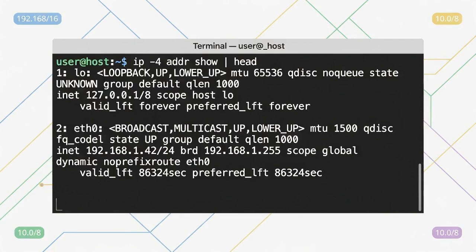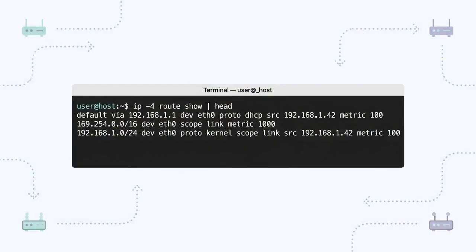Running ip -4 address show piped through head reveals the loopback address 127.0.0.1/8 sitting on the lo device, confirming that the entire 127.0.0.0/8 block is reserved for local communication. Routing tables tell you how the kernel decides where packets go. With ip -4 route show, the default route via 192.168.1.1 on eth0 appears immediately, anchoring the host's place in its local subnet.